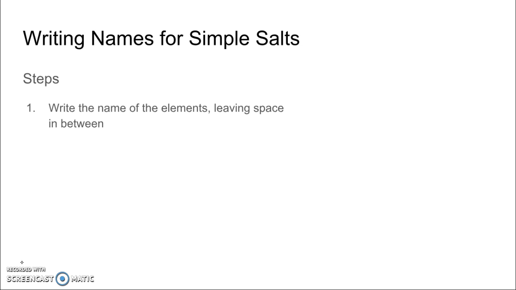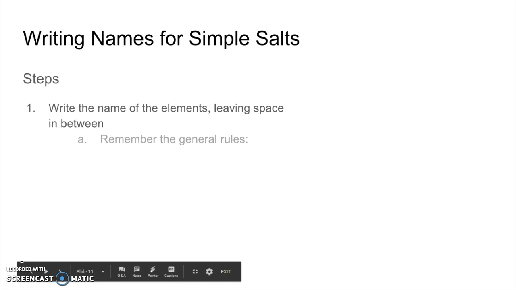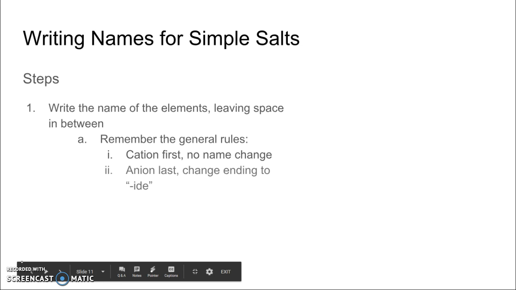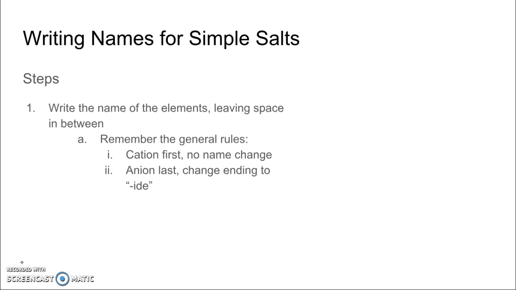Now, keep in mind that we had a couple of rules that we learned last time. These are general, regardless of whether we're writing formulas or names. We always write the cation first and we never change the name. We write the anion last, and we drop the ending and add "ide." And then there's one other rule, but I'm going to hold back before showing it to you, because I want to do an example first.